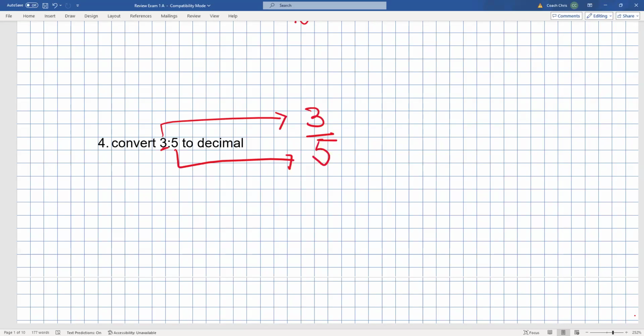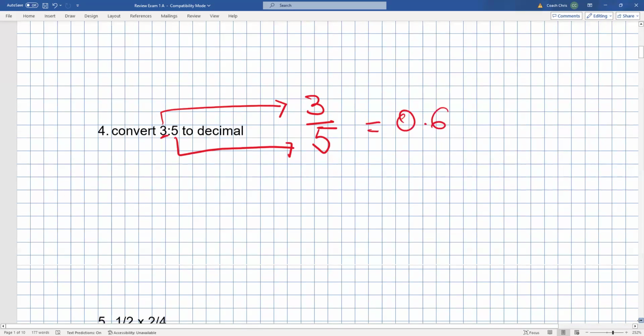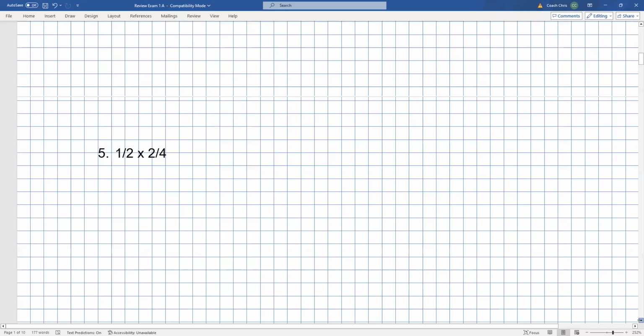You're gonna have 3 divided by 5, and you will have 0.6. This is how you convert this fraction to a decimal.